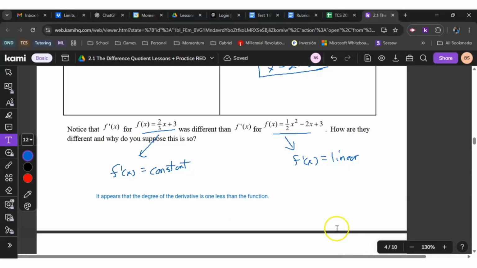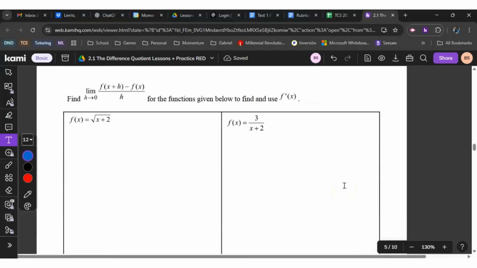All right. Let's try some tougher examples. Y'all ready? We're going to do some fun stuff. All right. So here, we're going to take the limit as h approaches 0 of the square root of x plus h plus 2 minus the square root of x plus 2 all over h. What do I need to do?